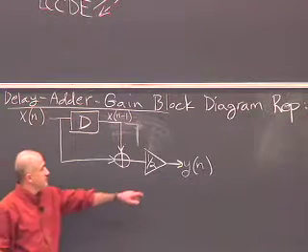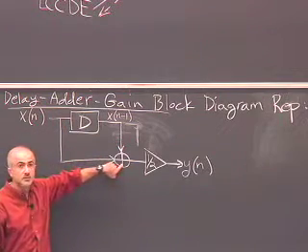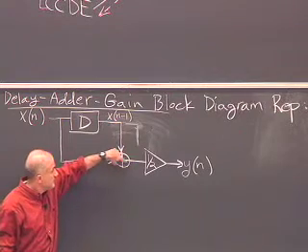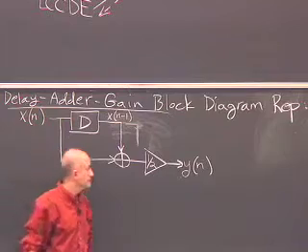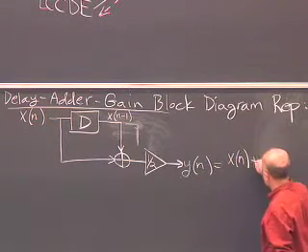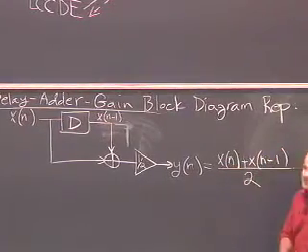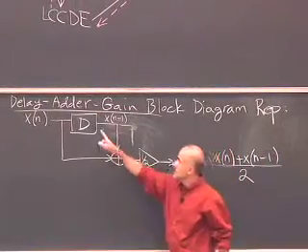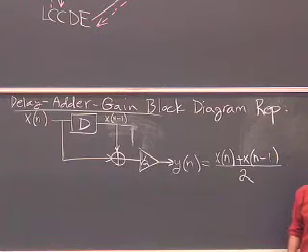So y of n is x of n plus x of n minus 1 times 1/2, the whole quantity. That's what I get. So it's x of n plus x of n minus 1 over 2, the whole thing. I need one storage element, one adder, one multiplier to implement this system on a computer.